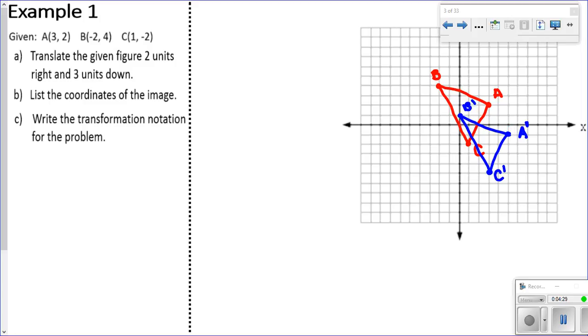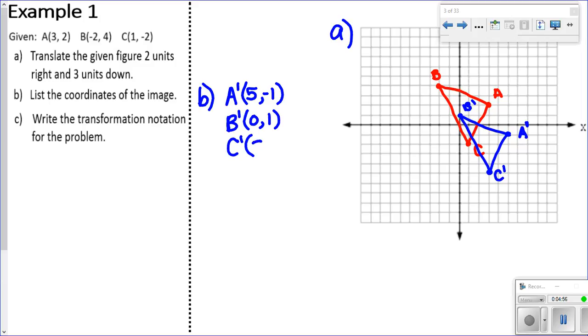Okay, so that's part A, we already graphed. Part B says we want to list the coordinates of the image. So A prime is at (5, -1). B prime is at (0, 1). And C prime is at (3, -5).